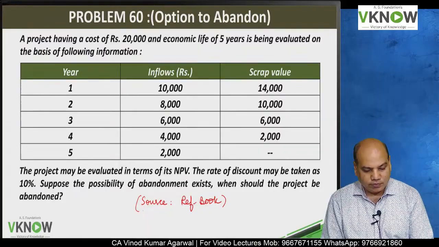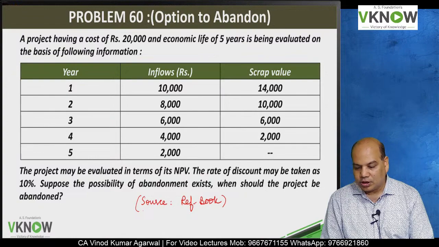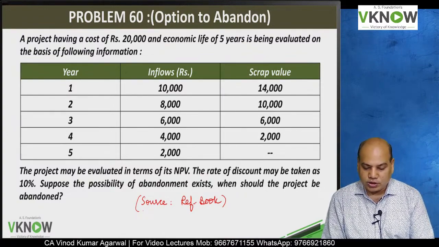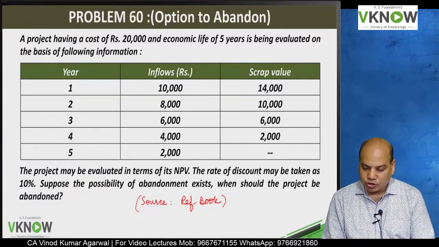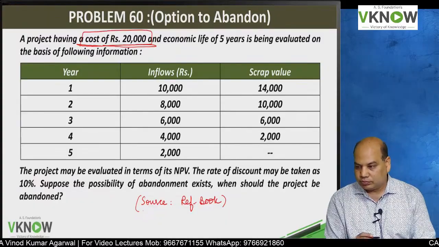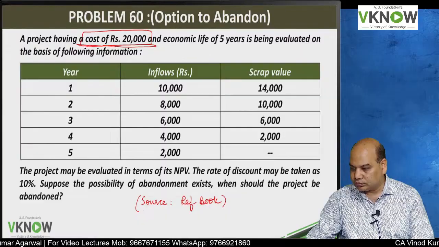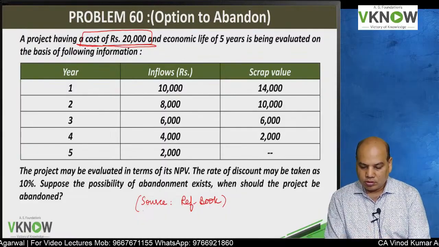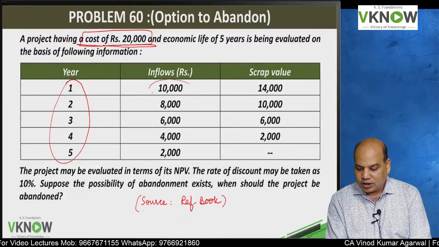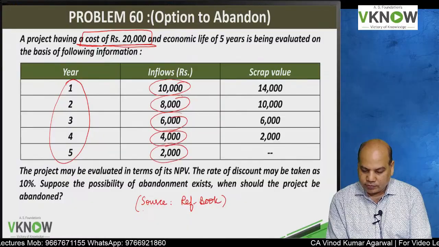Question number 60. A project having a cost of 20,000 and an economic life of 5 years is being evaluated on the basis of the following information. So this is a very basic question. Initial cost is 50,000. You can continue with the project for 5 years. And these are the inflows you will get if you continue for 5 years.